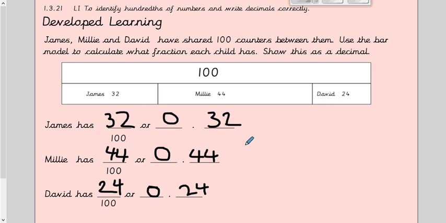Extra question, what would the answer be if you added all of these decimals up together? Hopefully you're thinking in your mind 1, because if you added all of these up, it would make one whole, because you'd have 100 hundredths, which would be the same as a whole.